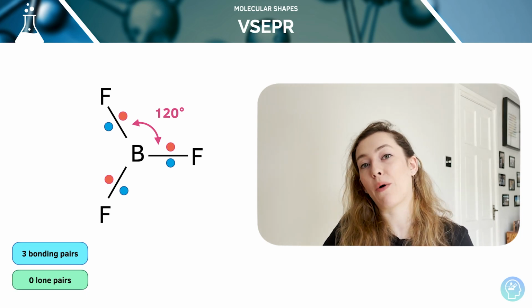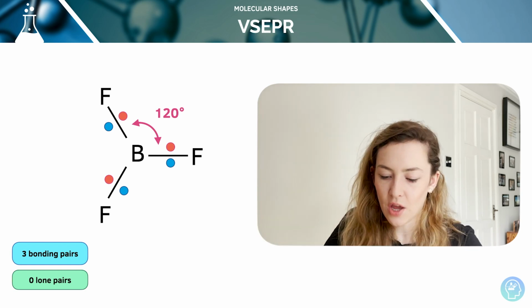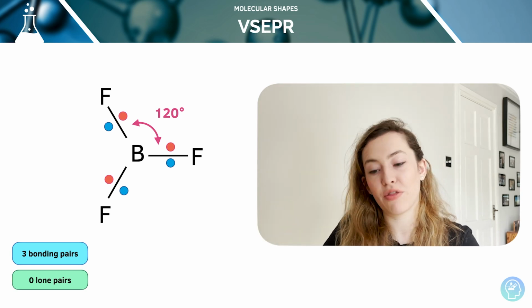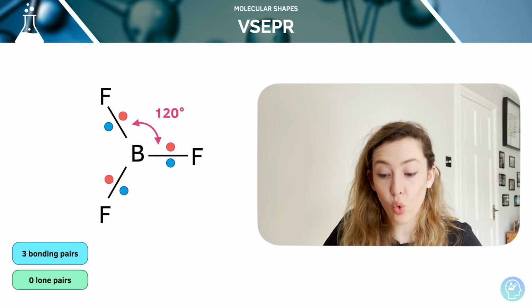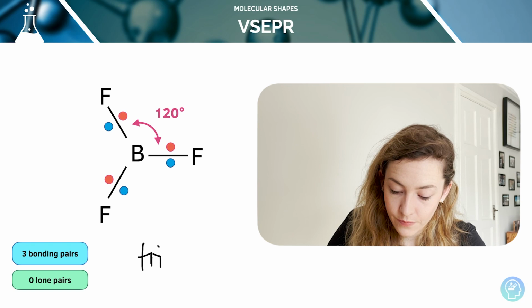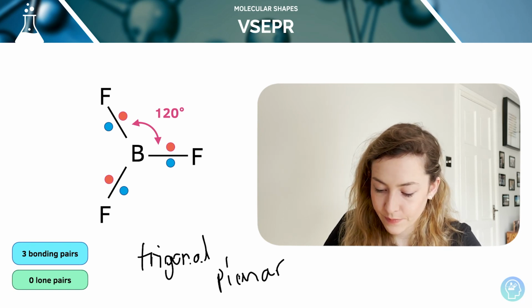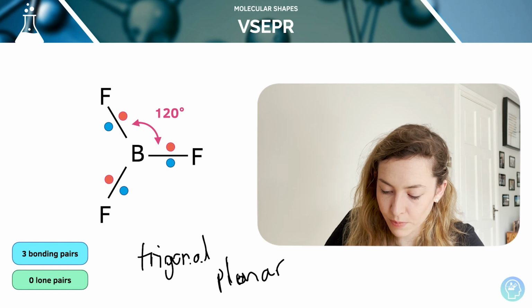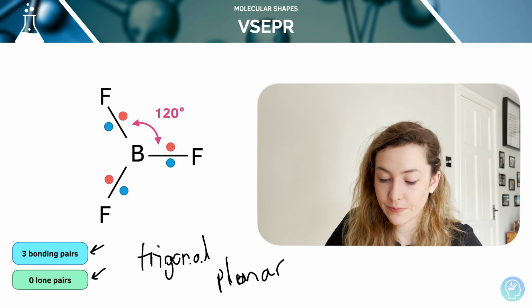They're all going to be repelled out as far as they can from each other, which is going to create a sort of propeller effect, which is why 360 divided by 3, each of these bond angles is going to be 120. And we call this shape trigonal planar. So 3 bonding pairs and 0 lone pairs.